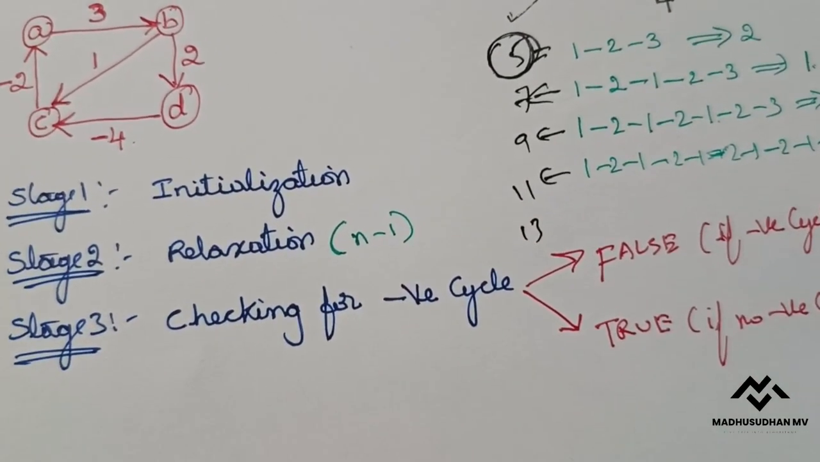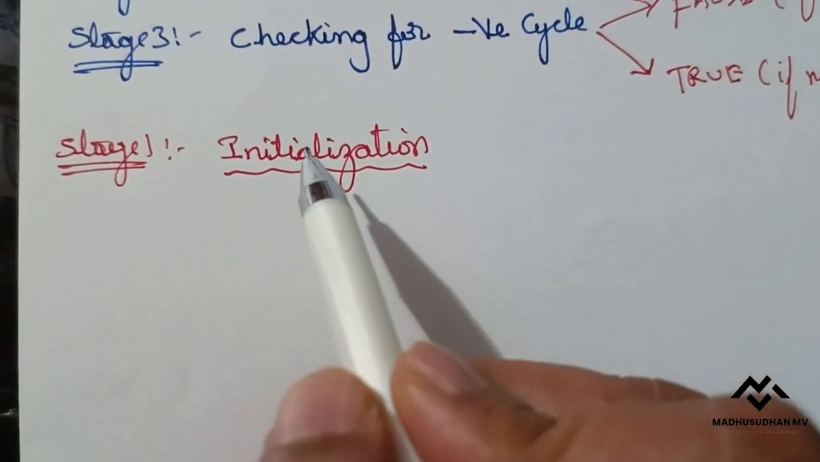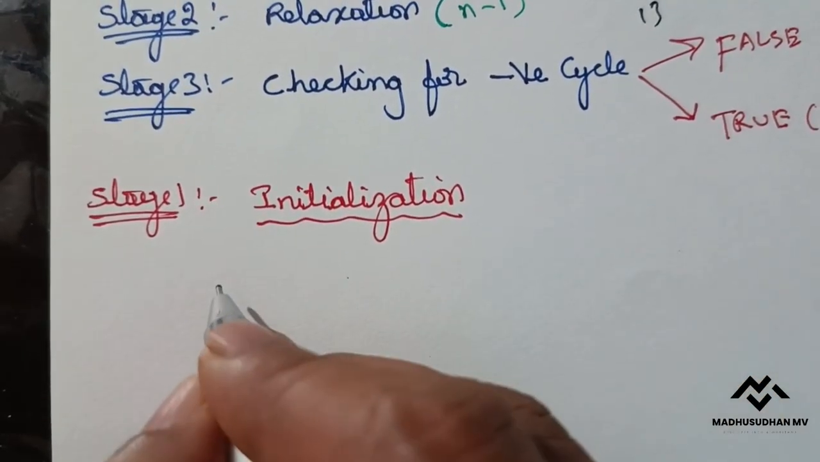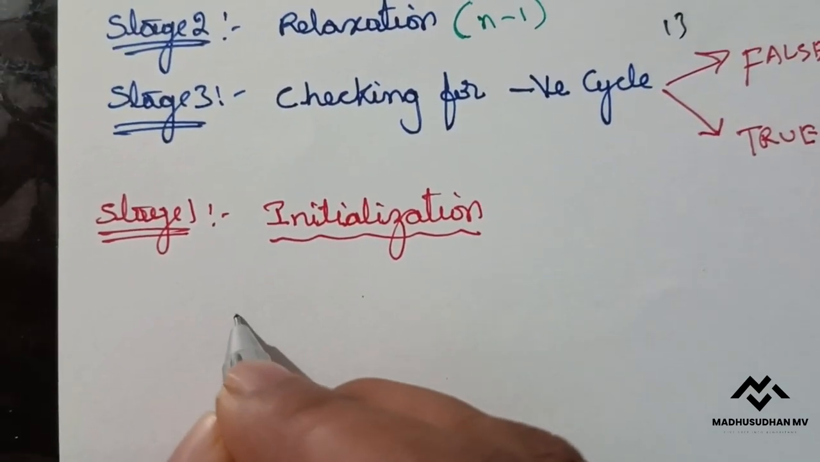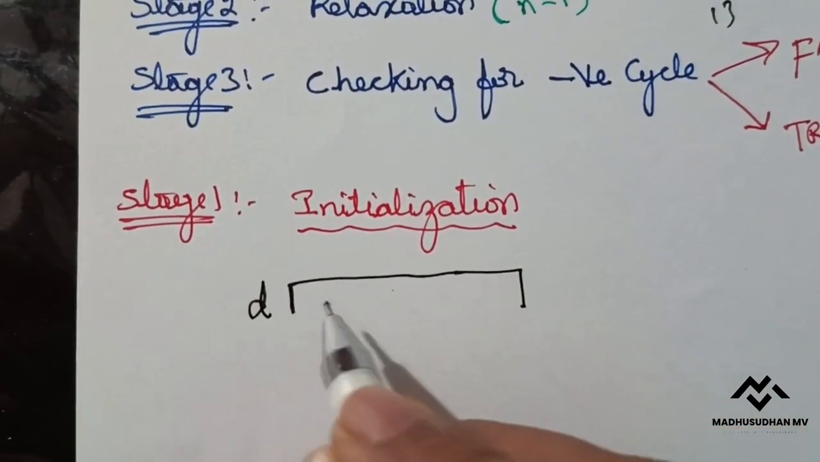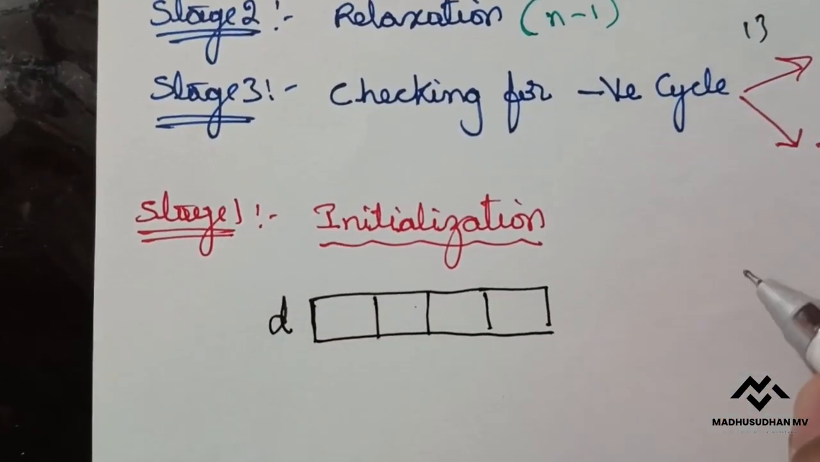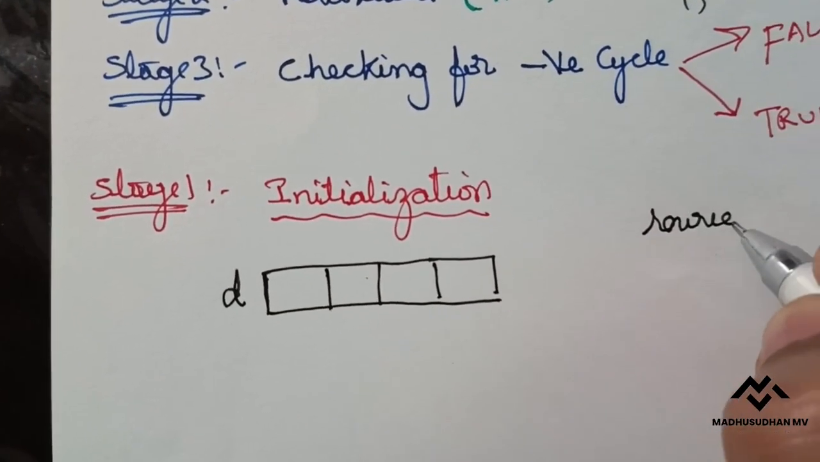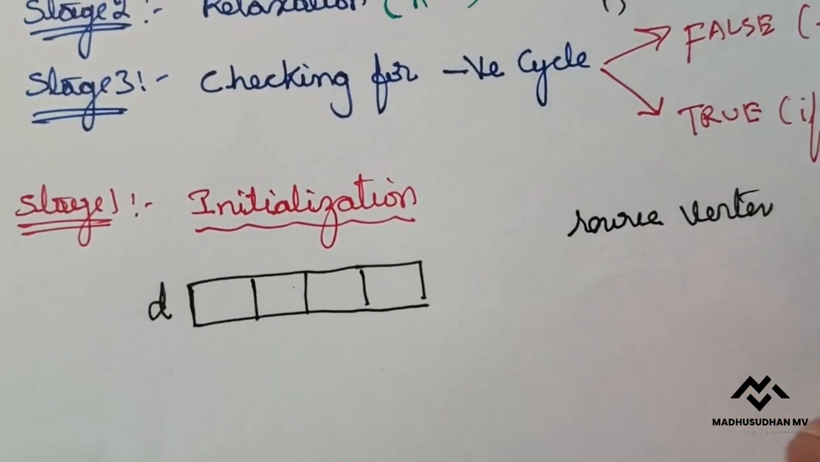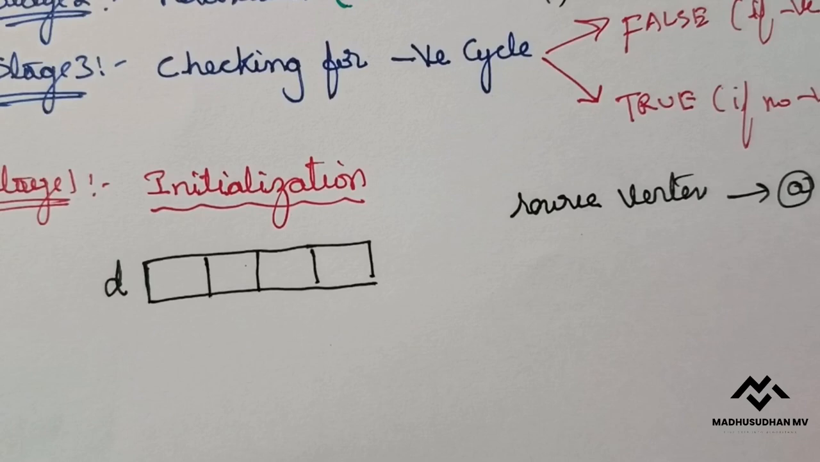Now let us see one by one. So let us see how it will do initialization. In initialization, what I will do? I will take one array called D. That indicates the shortest distance, distance from the source vertex. So in this example, again I'm taking A as the source vertex.